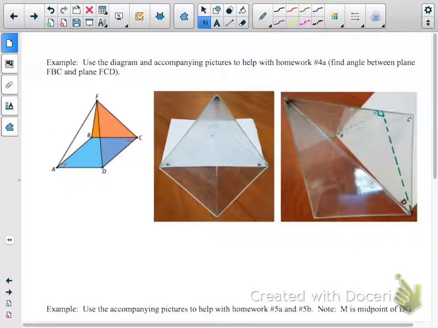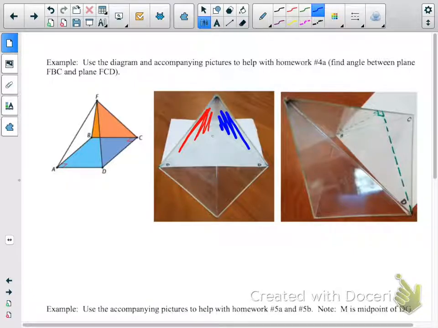So they want you to find, for homework number 4A, the angle between plane FBC, so that's the orange, and FCD, so that's kind of a purplish color there. So I've dug up my cubes and my pyramids and whatnot, and I apologize that it's kind of dirty here, but I wanted you to see what's going on. So they want you to find this face right here. I guess it would have been nice if I had orange there, but we'll pretend that that's red. And this face here in the back, okay?